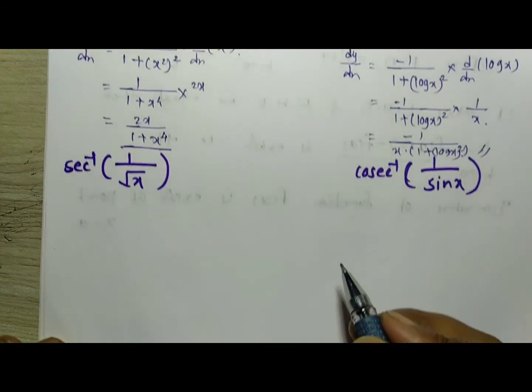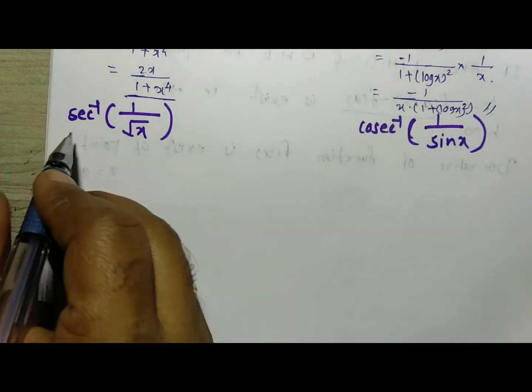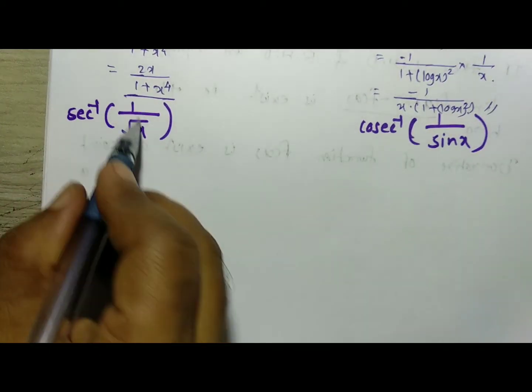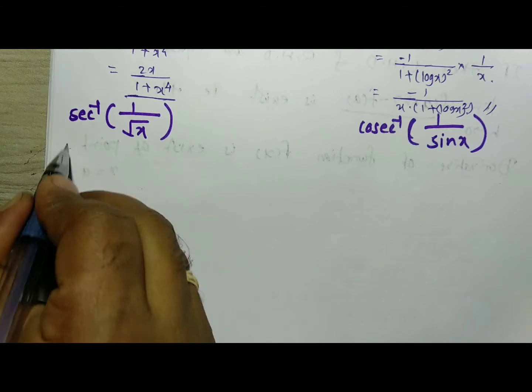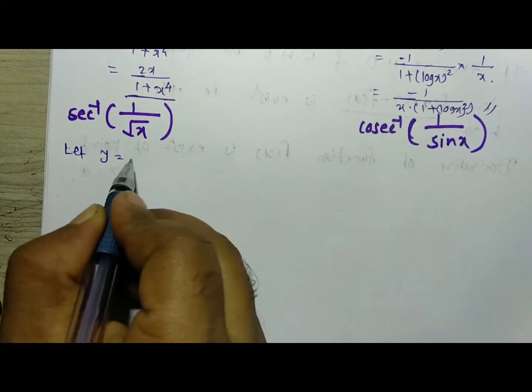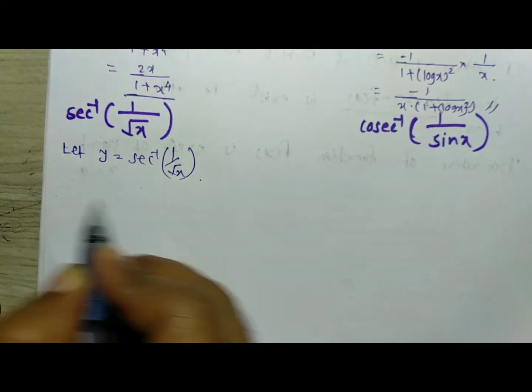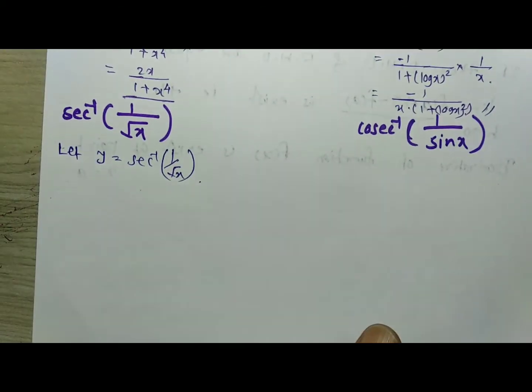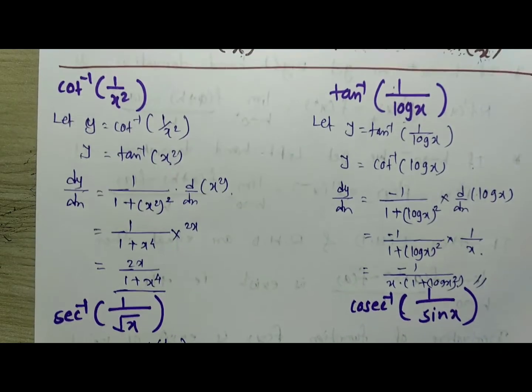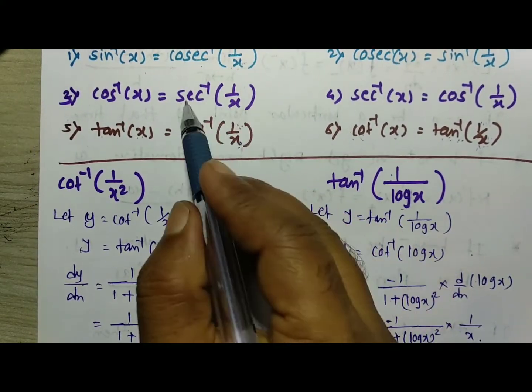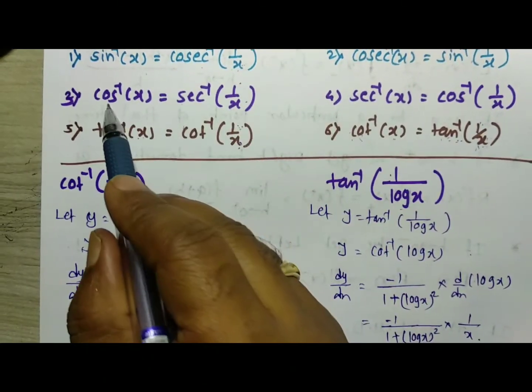Similarly, you can perform the derivative of those functions which are related to sec inverse 1 divided by root x. Let us consider y is equal to sec inverse 1 divided by root x. Once again, we know that sec inverse 1 divided by x is nothing but cos inverse x.